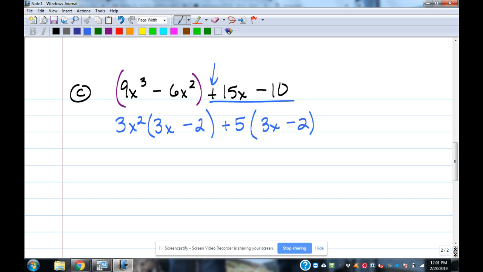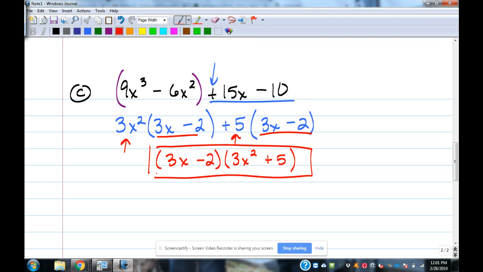Okay. So final answer. You got 2 sets of parentheses that you should have. What's the first one? 3x minus 2. It's the one that matches. The second one, 3x squared plus 5. One of them is the matching piece. The other one is the stuff that's in front. That's the factored form for that polynomial.